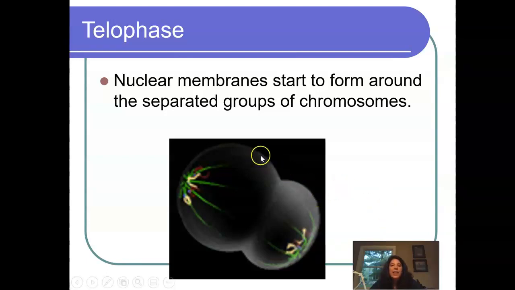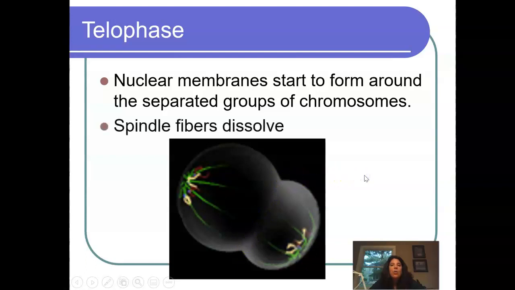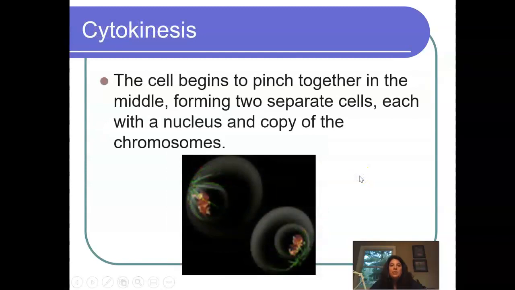And the last phase then is going to be when you can see how it's starting here. The cell's going to start to cleave in the middle in order to start to separate into two cells. And this process is called cytokinesis.